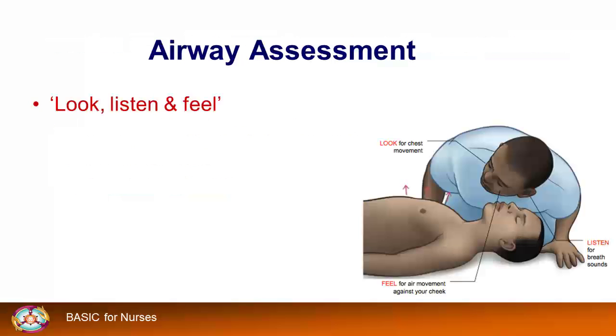Airway management begins with an assessment of the airway. To perform a rapid assessment of a patient's airway, we look, listen, and feel. We look for rise and fall of the chest wall. We listen for the presence of breath sounds or the presence of abnormal breath sounds that may indicate an airway obstruction, such as grunting or stridor, and we feel for air movement from the patient's mouth. If the patient has no chest wall movement, no breath sounds, and no air movement, this is a medical emergency and immediate help is required.